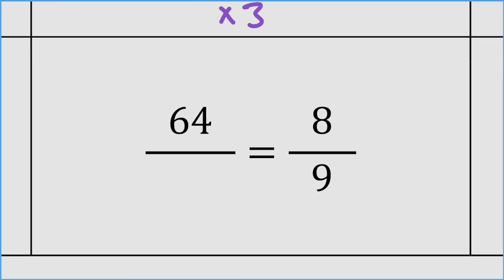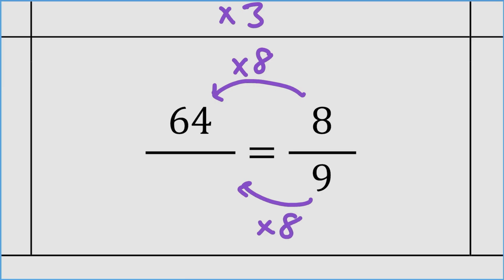How did the 8 become a 64? Well, that's times 8. Do the same thing to the 9. We're going to multiply that by 8, and 9 times 8 is 72. The answer there is 72.